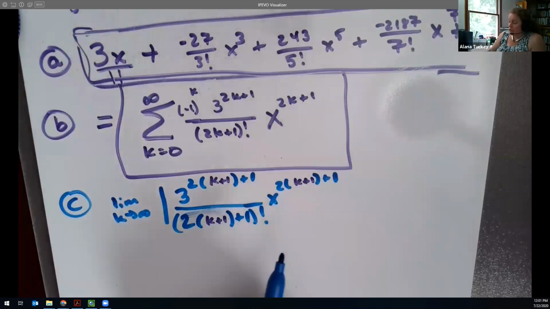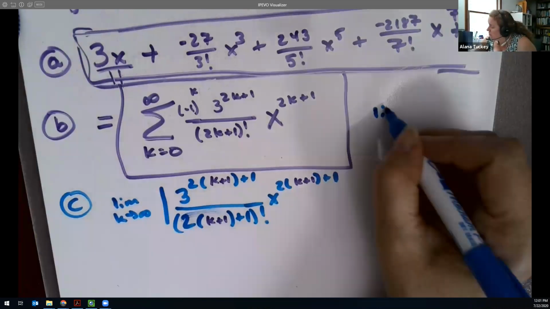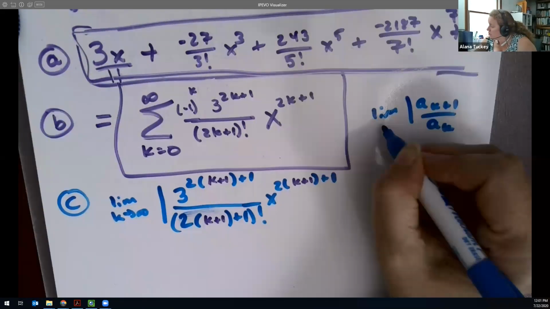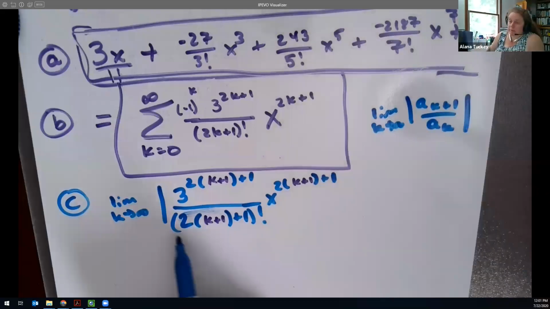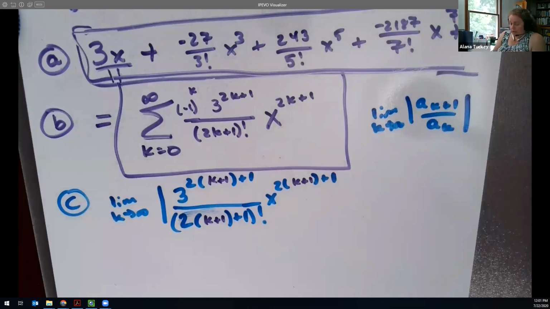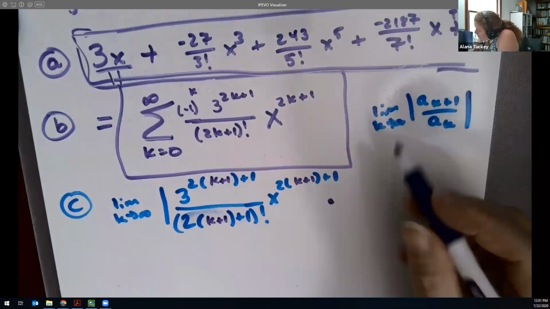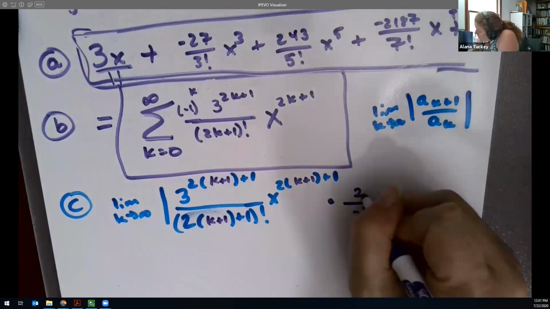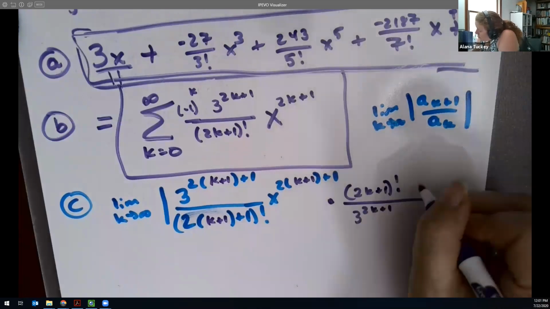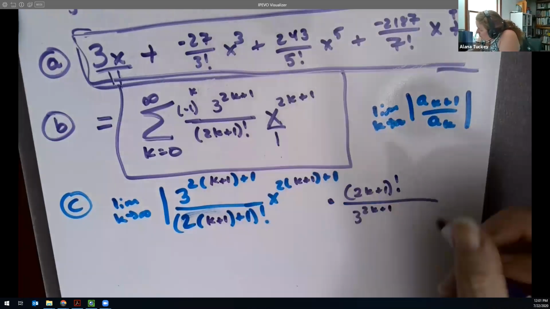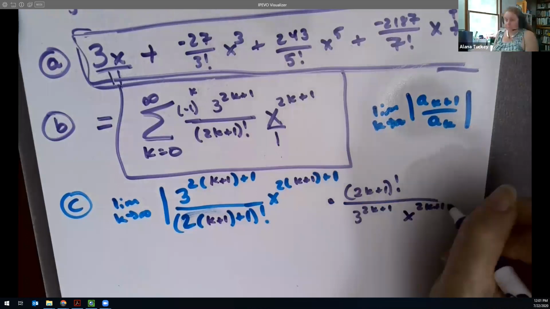Remember, when you're doing the ratio test, it's the limit of a sub k plus 1 divided by a sub k. All of that I just did is just to get me to a sub k plus 1. This is all a sub k plus 1 right here. And then I'm going to flip and multiply, so I'm going to multiply by the reciprocal of this guy. So it's going to be 3 to the 2k plus 1, 2k plus 1 factorial. And then the x to the 2k was technically over 1, so it's going to flip and be in my denominator.